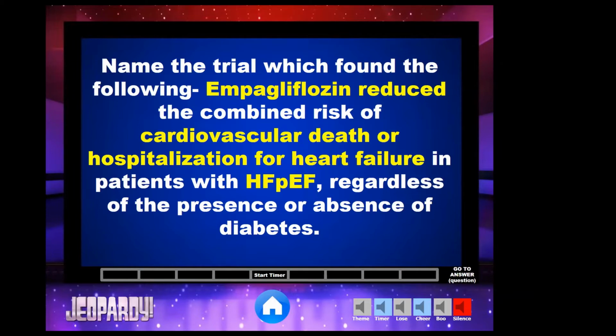Okay, so we're going to go with the Emperor trial. I need you to be more specific. You want the full name of the trial? Yeah, because Emperor is a large class. It's not specific. It had more parts. I'll give you half points for Emperor. Does anyone know the cohort with preserved ejection fraction? Preserved HF. Yeah. Okay, that is correct. So Emperor preserved is the answer.